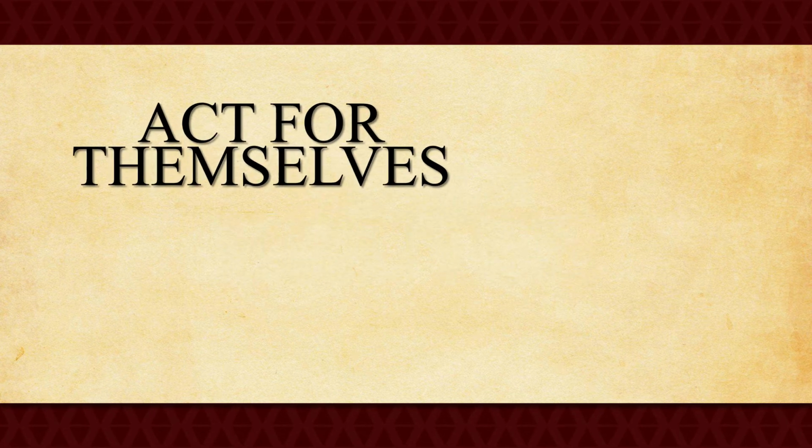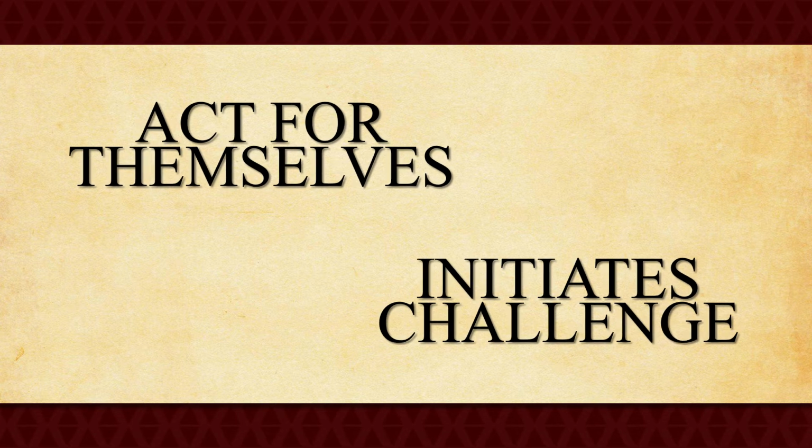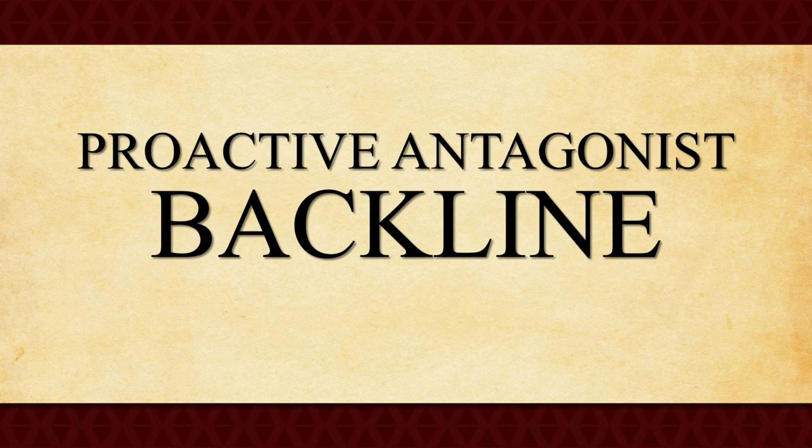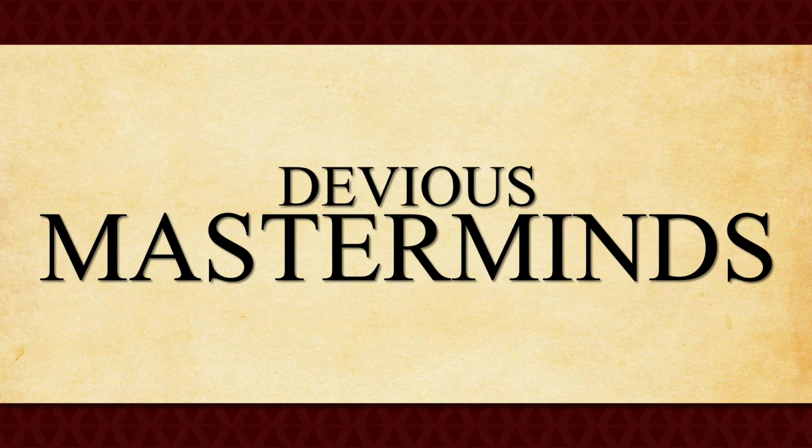In a sense, they're the types of villains that act on their own accord, and whose actions will bring them into direct conflict with the players. A backline villain is a proactive antagonist whose entire purpose is to indirectly challenge your players. Just think of them as your devious masterminds.